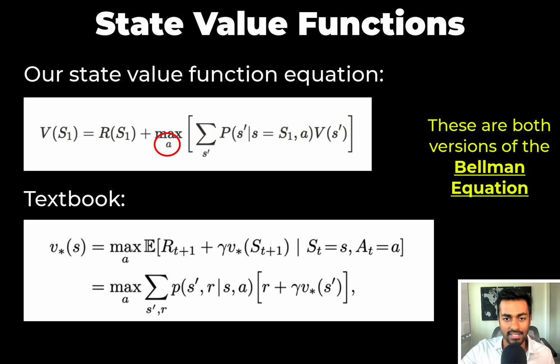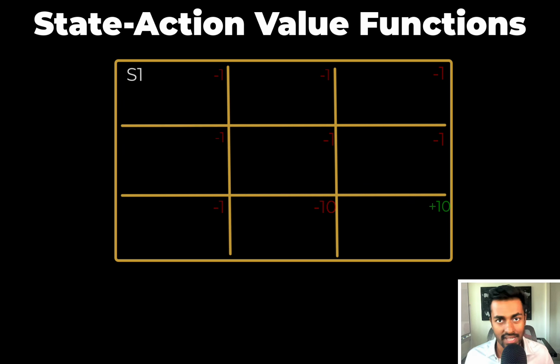So that is the highest sum of products and value function. Now let's do the same for the state action values, or Q values. For these Q values, we need to account for the state and the action taken in that state. So going back to our simple world, we are at state S1 and we apply an action of right.